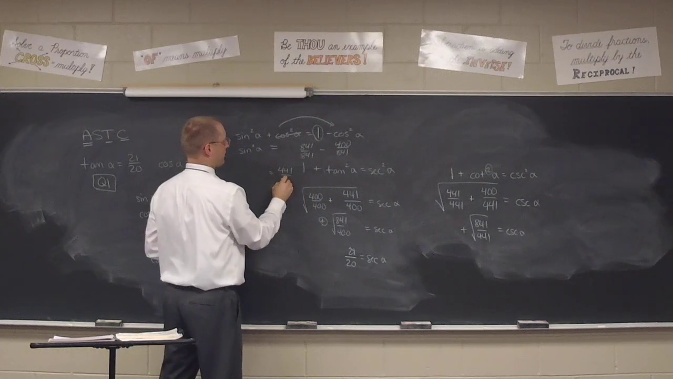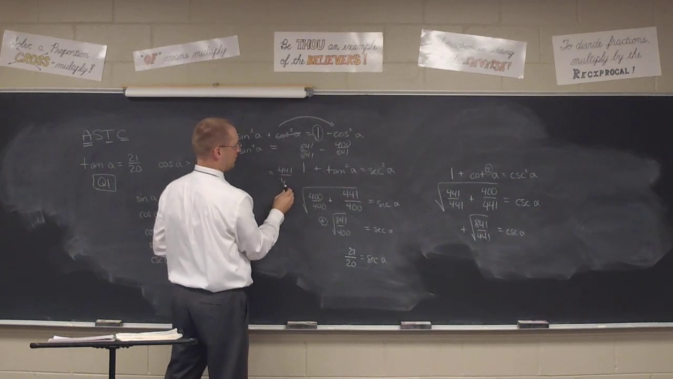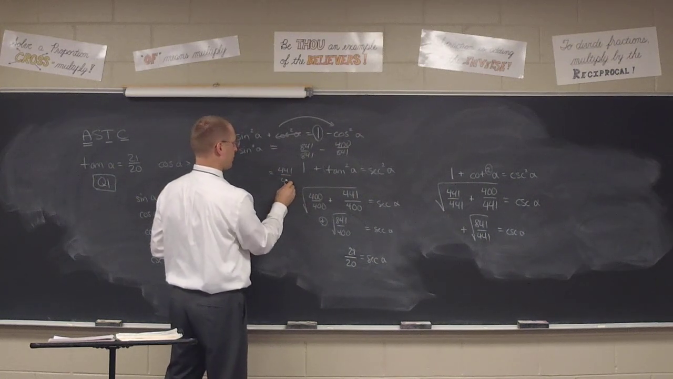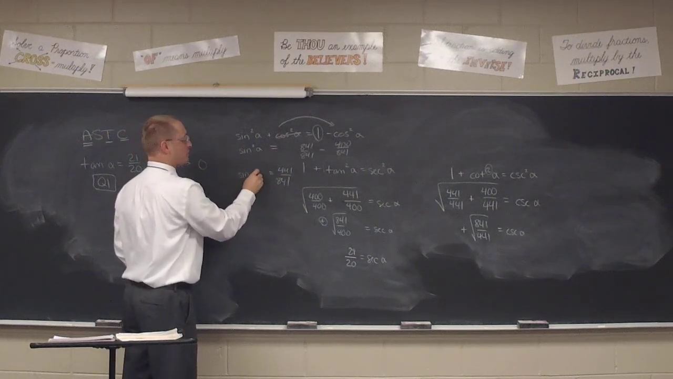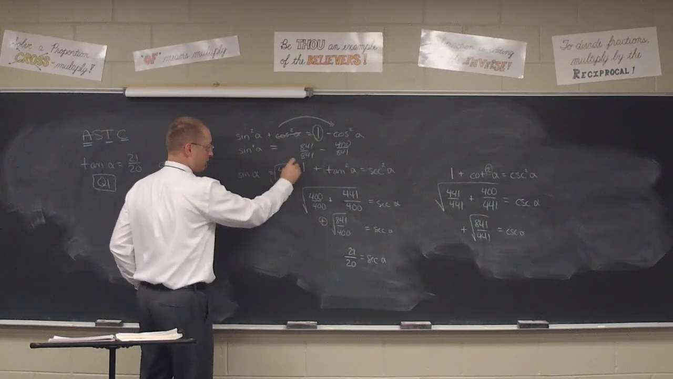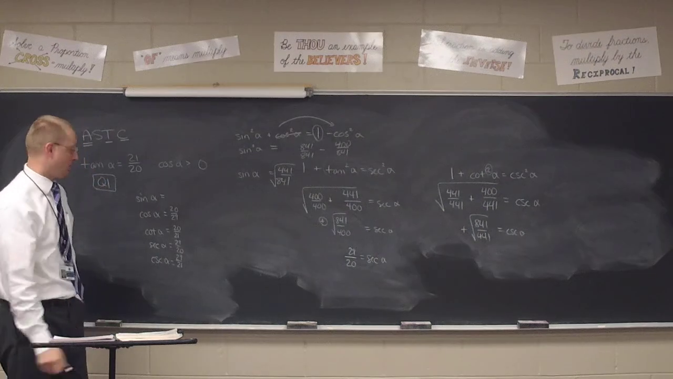441 841sts. There we go. And that's the sine squared alpha, so I'm going to want to take the square root. And we know the square root of 441 by now is 21.